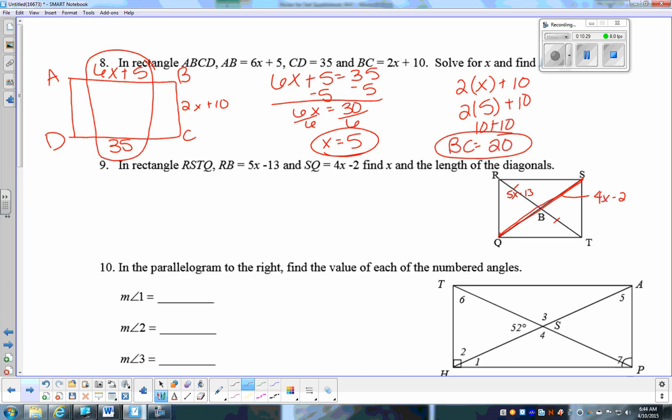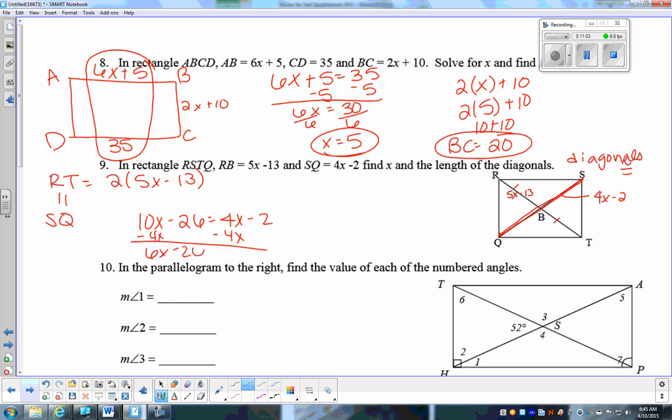So I can say that RT is 2 times 5x minus 13. And RT is going to equal SQ because in a rectangle, our diagonals are congruent. So I can say that 10x minus 26 equals 4x minus 2. Subtract the 4x. Add the 26. Divide by 6, I get x is 4. Then I have to find the length of the diagonal. So I'm going to take my length of my diagonal, which I can use either the 4x minus 2 or the 10x minus 26, and plug it in. Look, my diagonal has a length of 14.